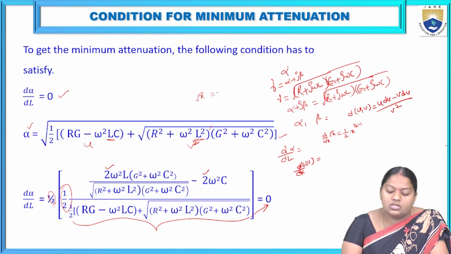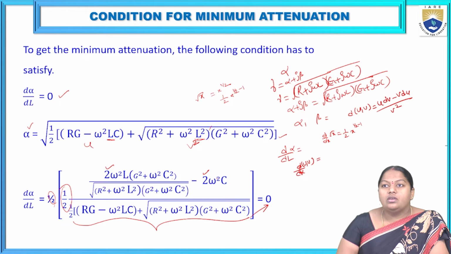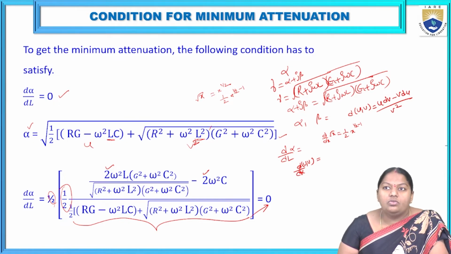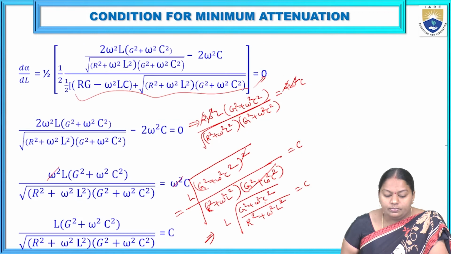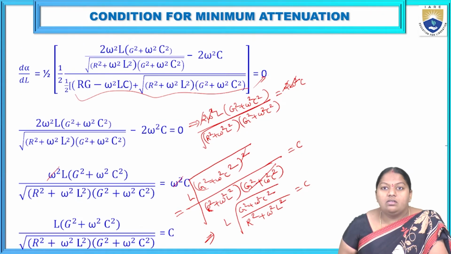Now, if you observe this one, it is of the form root x. Root x means x power 1 by 2, so differentiation gives 1 by 2 into x power 1 by 2 minus 1, hence it will be 1 by 2 into 1 by root x. Then the numerator term is to be considered according to the UV rule of differentiation, that is, (u dv minus v du) by v square. Then we obtain d alpha by dL equal to 0.